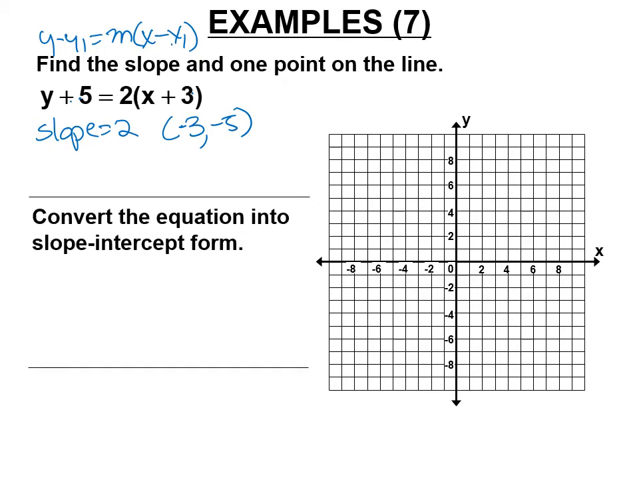Convert the equation into slope-intercept. Okay, so we're going to use distributive property. You get y plus 5 equals 2x plus 6. We subtract 5 from both sides. Y equals 2x plus 1.